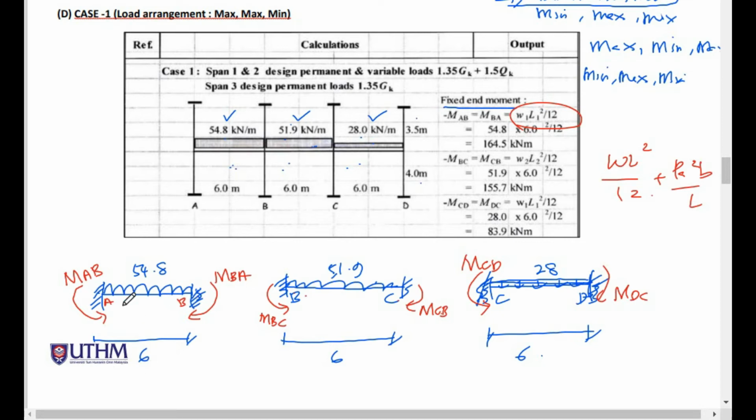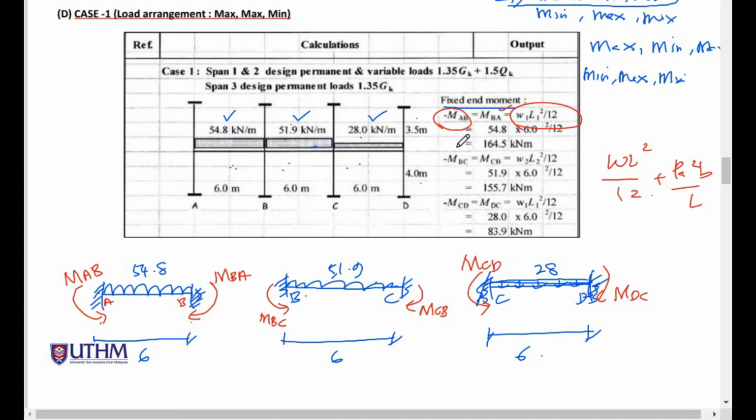So this one, MAB is equal to MBA. The value should be the same because the loading comes from the same loading. So 54.8, but the difference is the direction of the moment. If you look here, this is counterclockwise, so counterclockwise, thus this is negative.